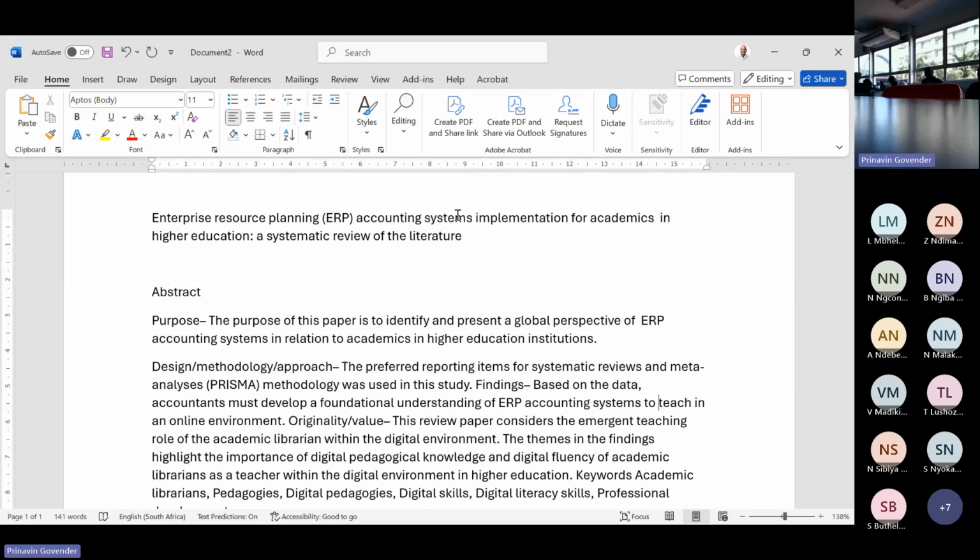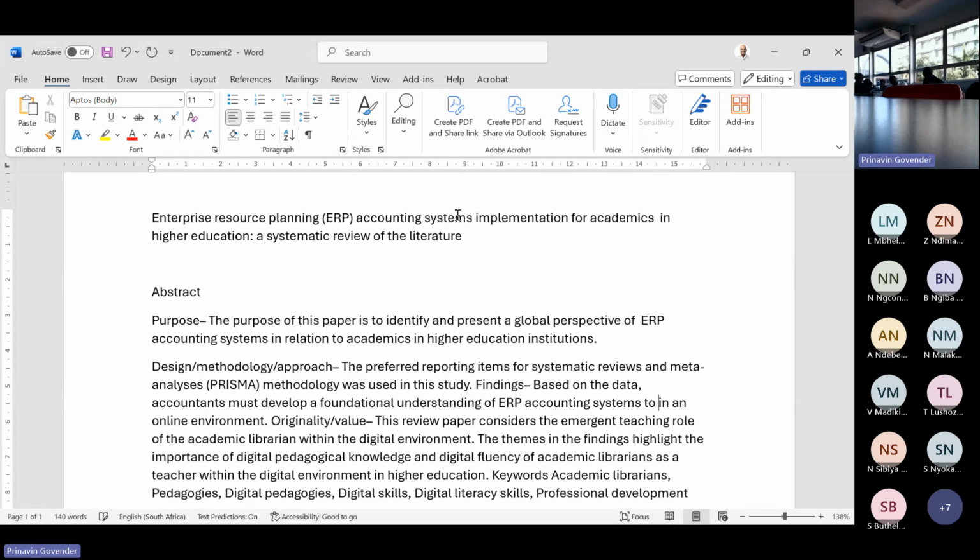So develop a foundational understanding of ERP accounting systems to, not to teach. What do accountants do? Come on, talk to me. Why do they need a foundational understanding of ERP systems?